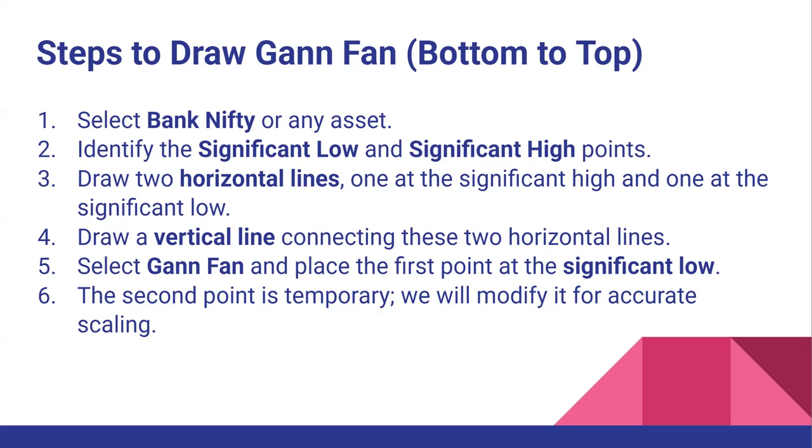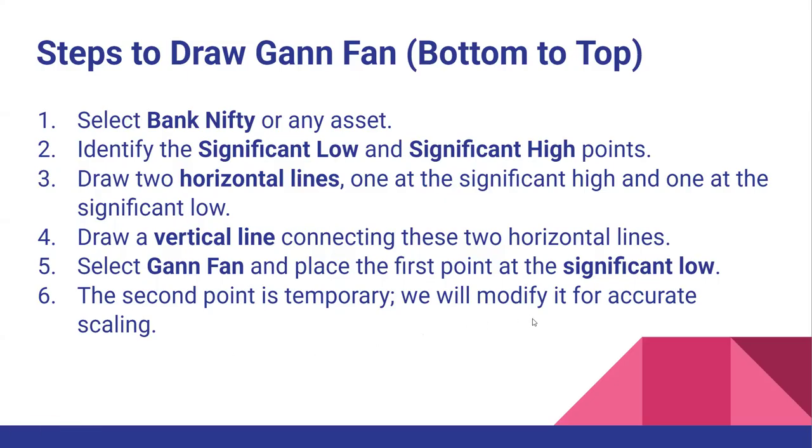Select Gann fan and place the first point at the significant low and the second point at the significant high, and just like that you draw the Gann fan. You are not going to take the angle or anything. You are just taking the Gann fan and, starting from the low, putting this Gann fan to the high. That's it.